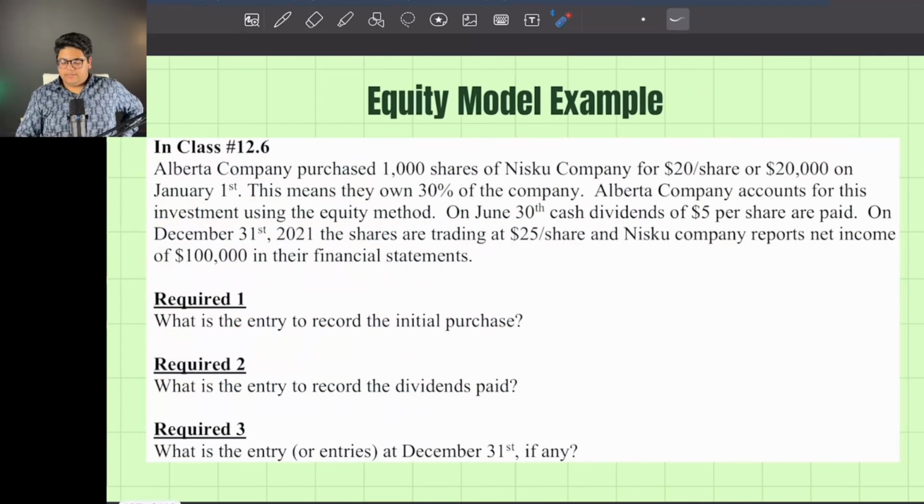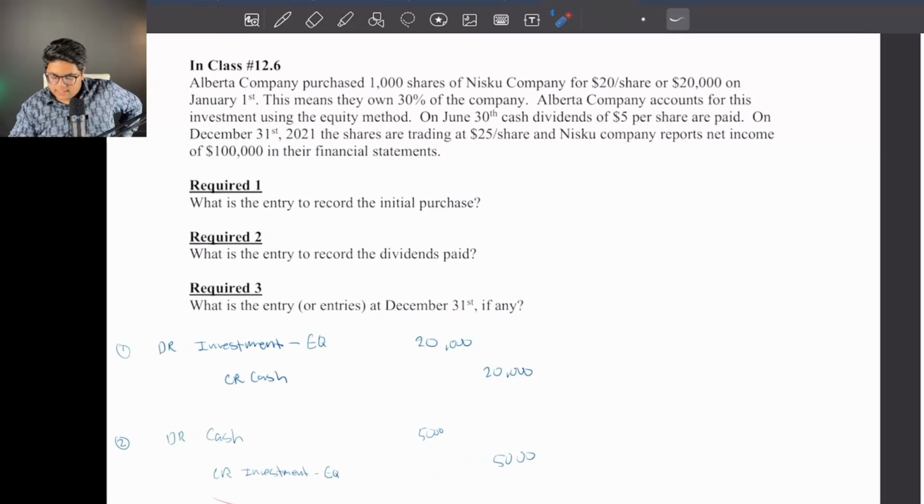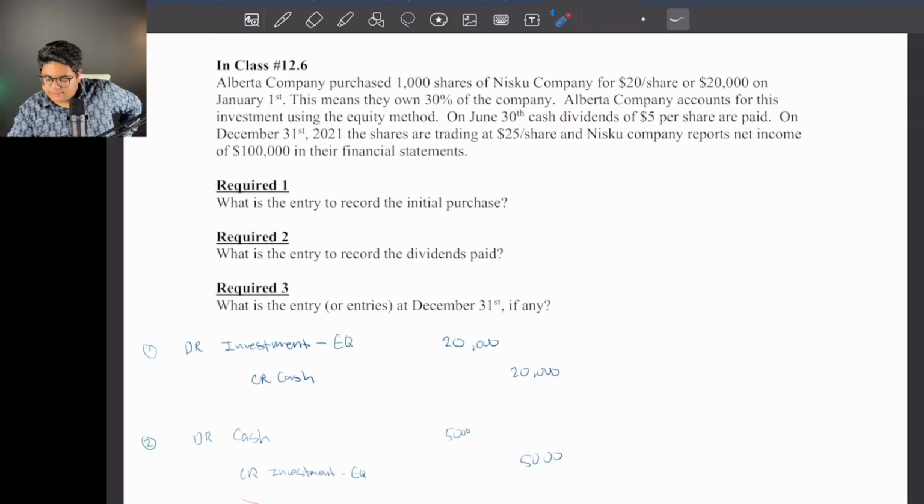So we have no fair value updates. We have a company, we purchased 1,000 shares of this corporation for $20 a share, which is this amount, and we own 30% of the company, so we have significant influence. And on June 30th, the cash dividends of $5 are paid out, and on December 31st of the same year, the shares are trading for $25 a share. However, since this is equity and this is significant influence, this is irrelevant since we don't update the share price. Also, the company that we own has a net income of $100K.